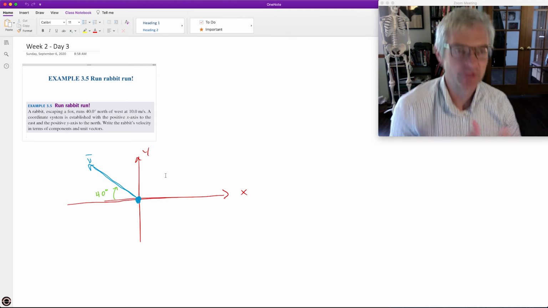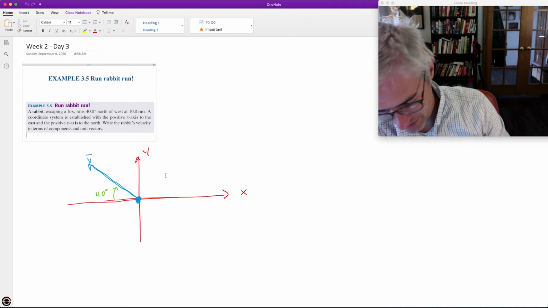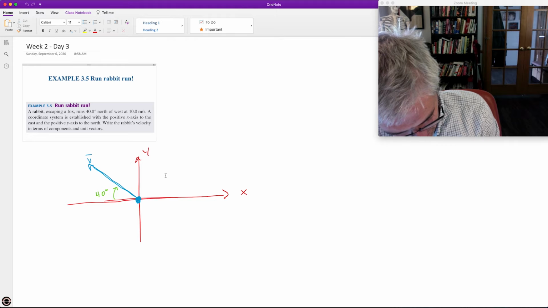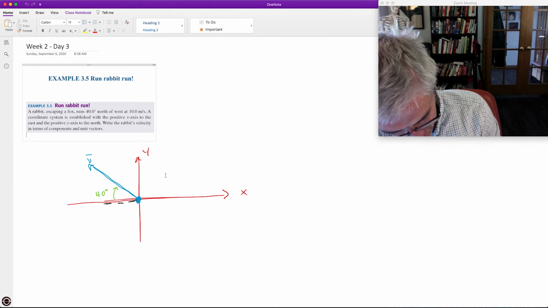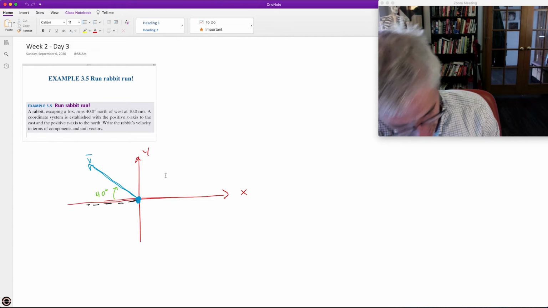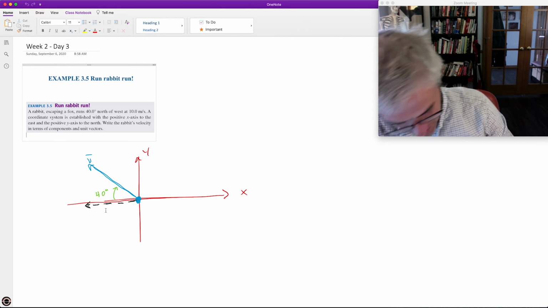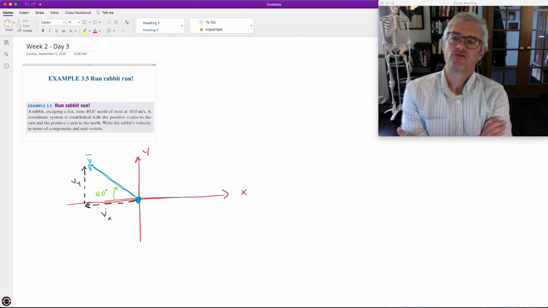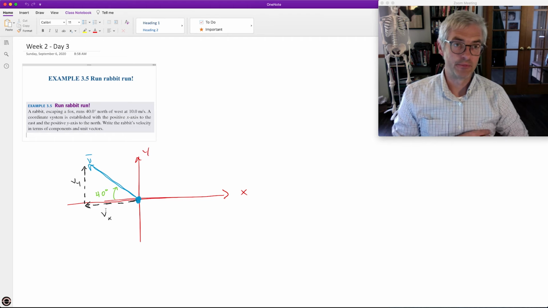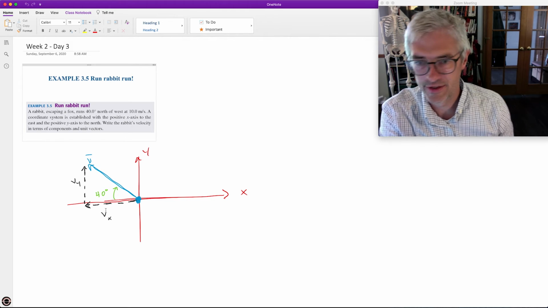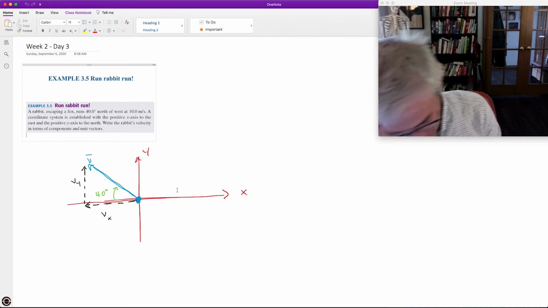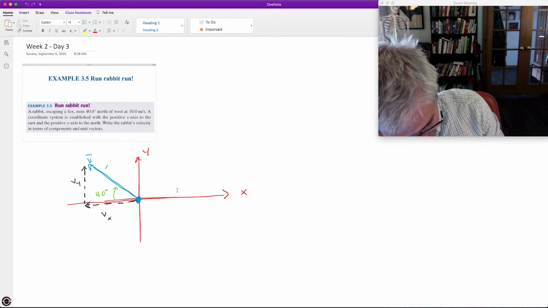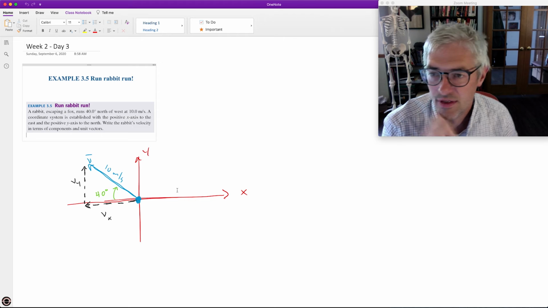Now we need to get the components. We need to calculate that somehow. So what I want to do is draw my x and y components on here. So this would be my x component of the velocity, that's Vx. My y component is how far that vector stretches along the y-axis, or how far up it points. So I've got it like that. And then we also know the magnitude, right? That's 10 meters per second. Now we're ready to calculate.